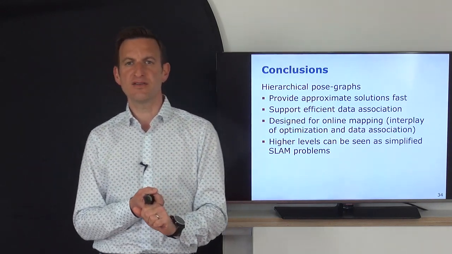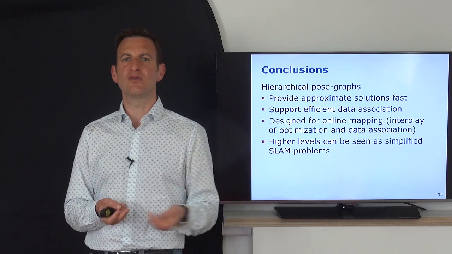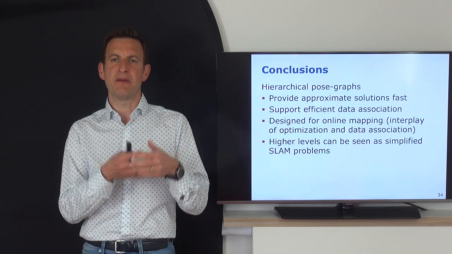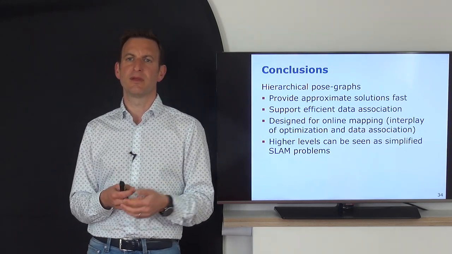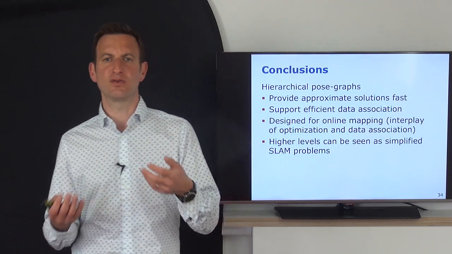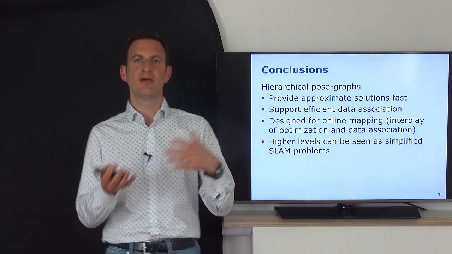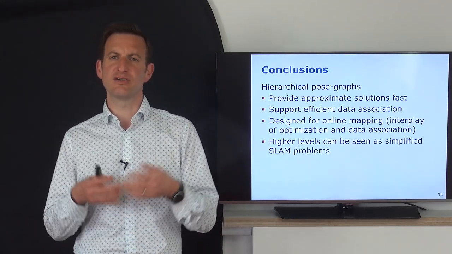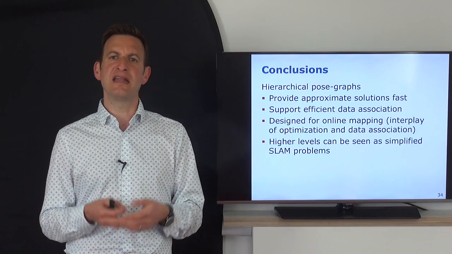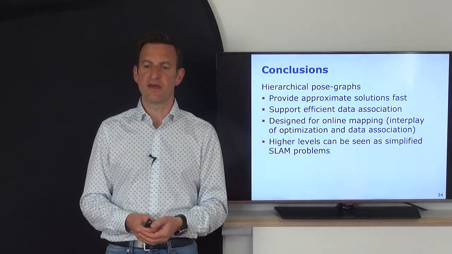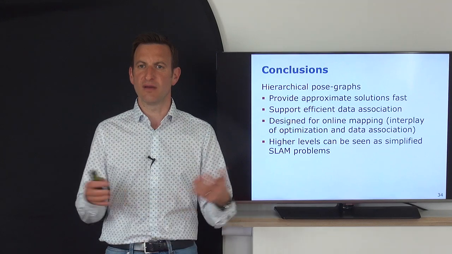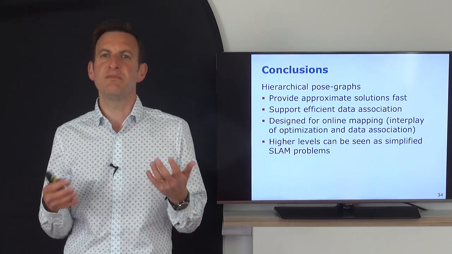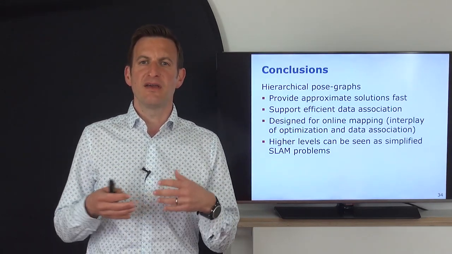It supports efficient data association. When looking for loop closures, we only need to inspect a much smaller number of nodes and can decide which nodes to inspect much faster than if you would run the original problem. It's actually designed for online mapping, to support the interplay of the front end and the back end, of making data associations and optimizations, not with the intention of always providing the best possible map, but providing a map which is good enough to make all the decisions that the mapping robot needs to make. And the nodes on the higher level, you can also see as a simplified version of a SLAM problem.